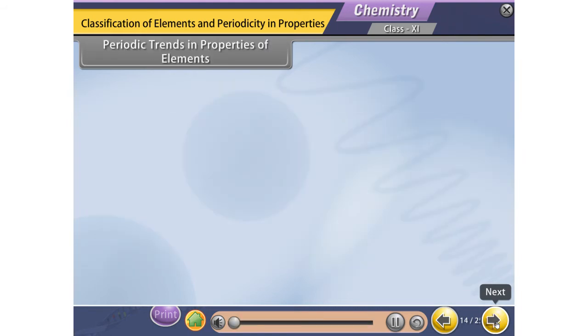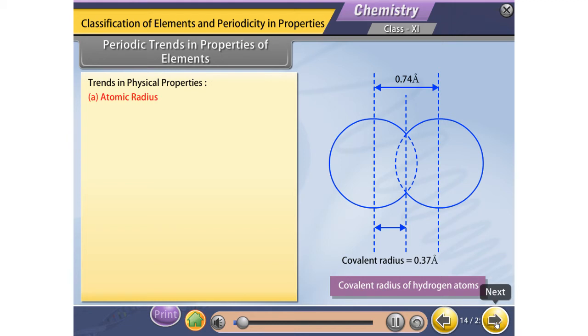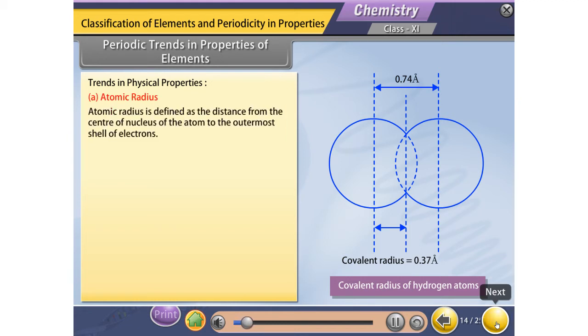Assessment. Periodic trends in properties of elements. Trends in physical properties. A. Atomic radius. Atomic radius is defined as the distance from the center of nucleus of the atom to the outermost shell of electrons. It is not possible to find precisely the radius of the atoms because of the following reasons.